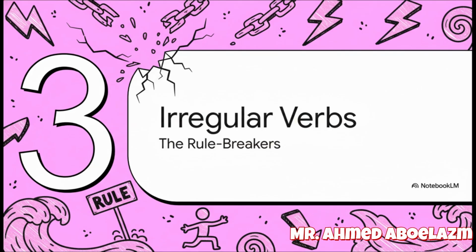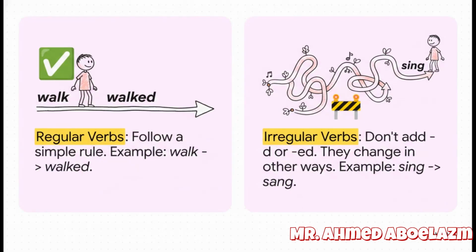Now, it's time to meet the rebels, the mavericks, the rule breakers of the grammar world: irregular verbs. These are the verbs that make English interesting and, yeah, sometimes a little bit tricky. And this slide right here shows the difference perfectly. Regular verbs, they're a straight shot. You walk, you walked. Simple.